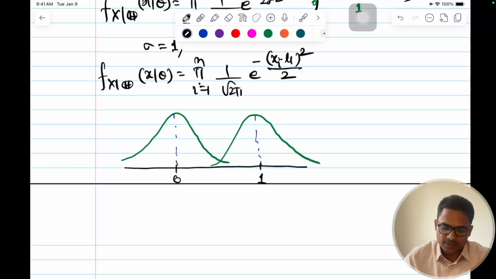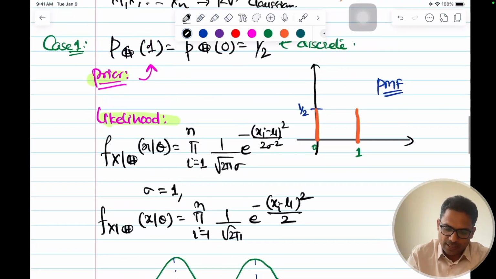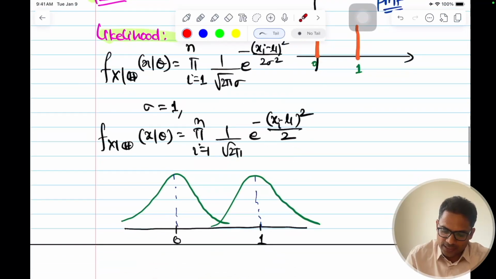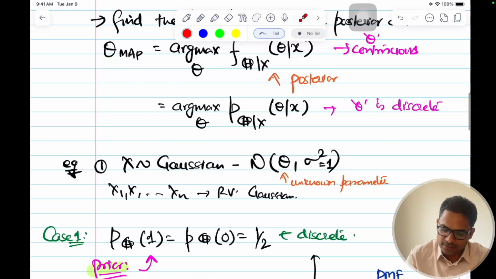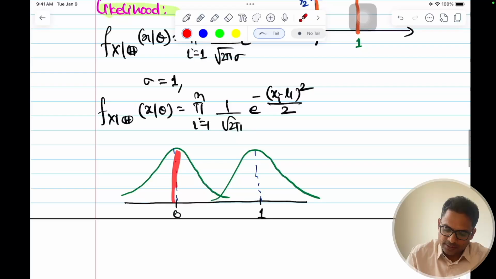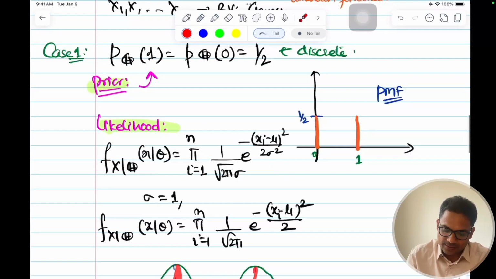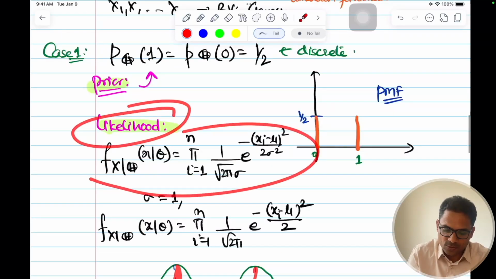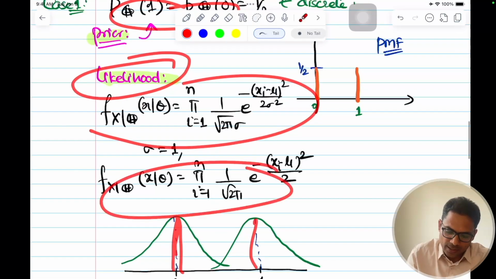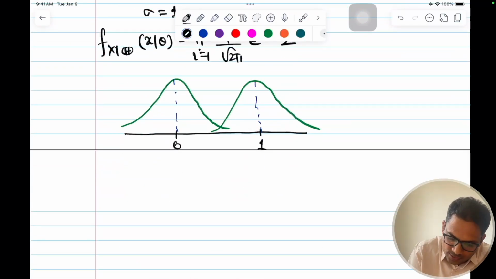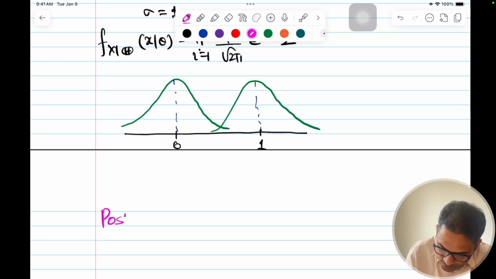Let's do the maths. We had the prior, the probability of seeing theta, where theta is our mean mu, at 0 or 1. This is the likelihood, the Gaussian formula. The prior is 1. And now let's calculate the posterior. What will be the posterior based on the Bayes theorem?